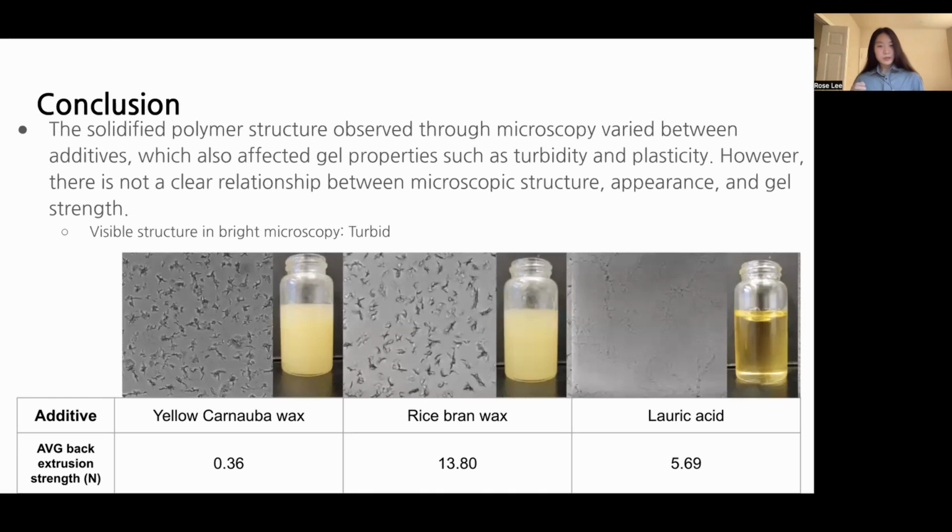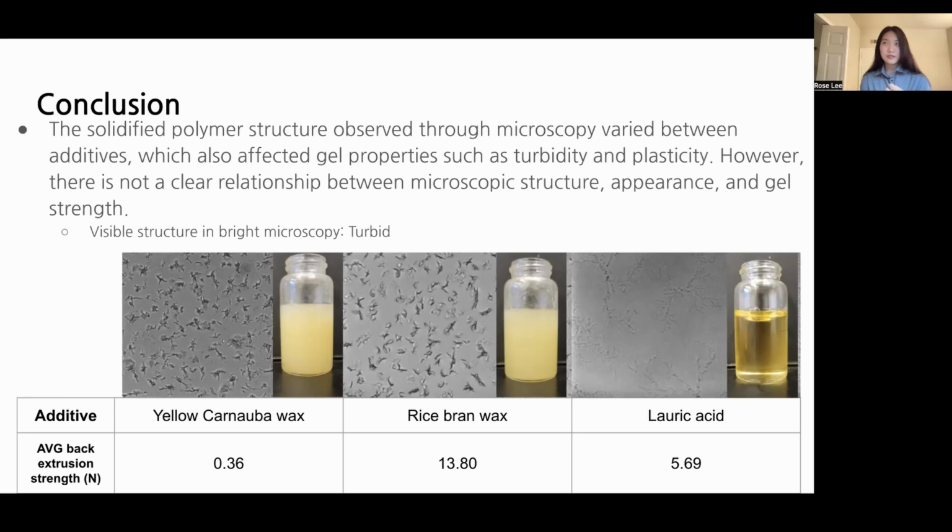And the microscopic structure varied between the additives. Some showed crystalline structure, like the things we talked about, the needles, and some showed particles, like rice bran here. Some showed feather-like structure. Some are really hard to tell.